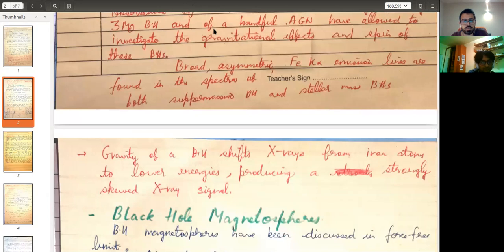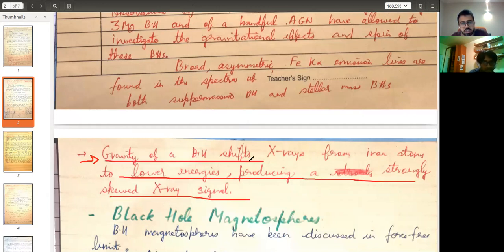And then there was also this important thing that the gravity of a black hole shifts the X-rays from iron atoms to lower energies, producing a strongly skewed X-ray signal. I found it very interesting how you have these signatures that tell you there are these black holes. Apparently the gravity of a black hole is so strong that it can shift the X-rays from the iron atoms to lower energies, and it produces a skewed X-ray signal. So this was also interesting.